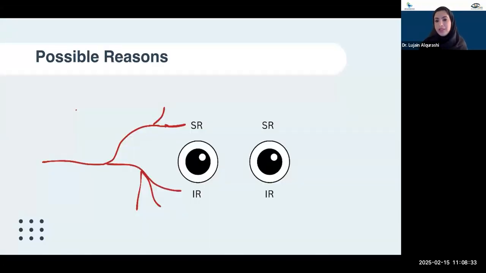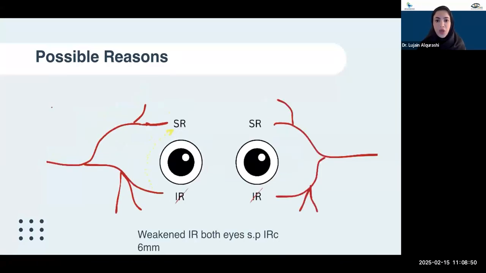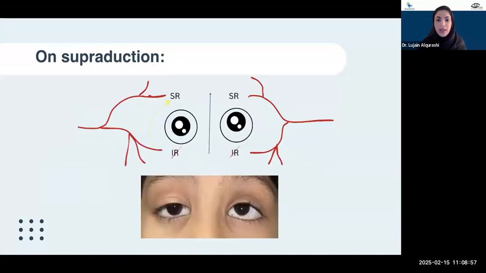So, possible reasons of why this occurred. We know that the superior rectus muscle is supplied by the superior branch of the third nerve, and possibly there is an aberrant innervation going from the branch supplying the inferior rectus to the superior rectus. So when we weakened the inferior rectus in both eyes, with the bilateral inferior rectus recession, when the patient attempts to elevate, because the patient has a weak superior rectus, it will not elevate that much, same as the pre-op, because that's not something that we corrected.